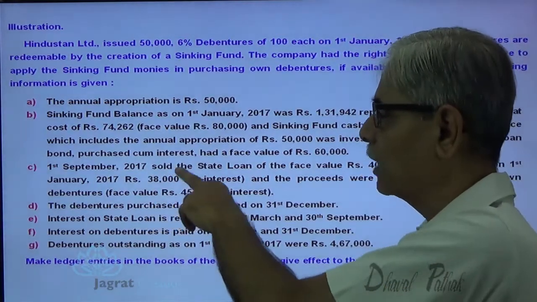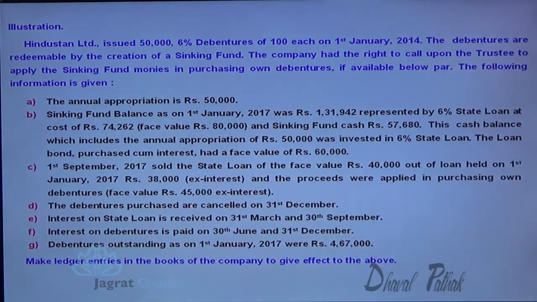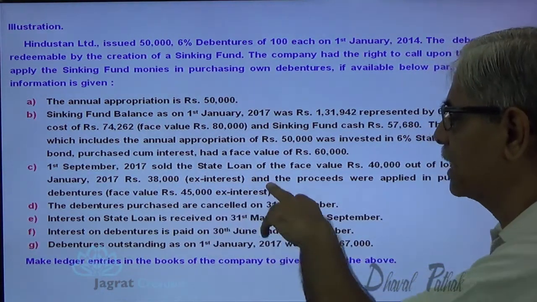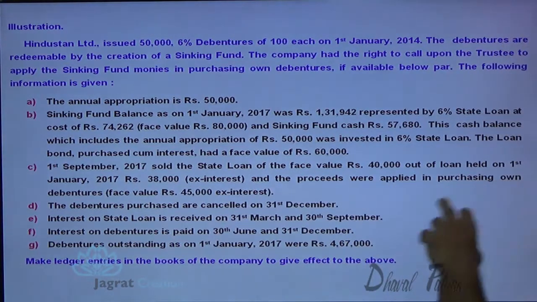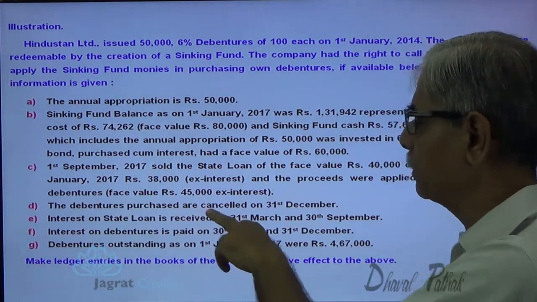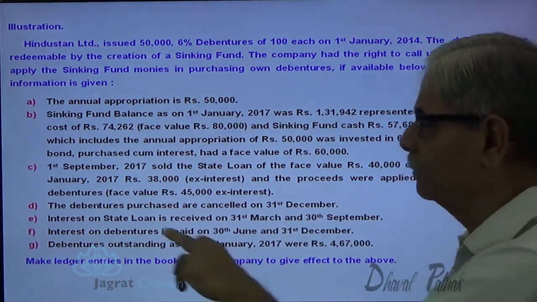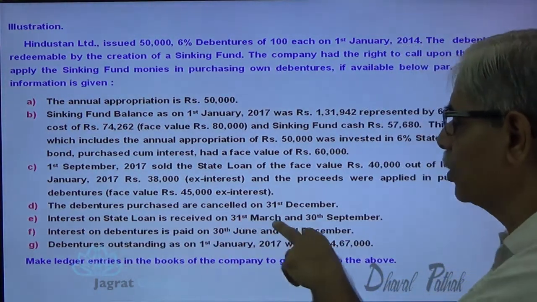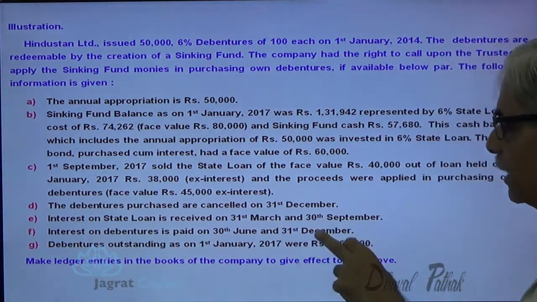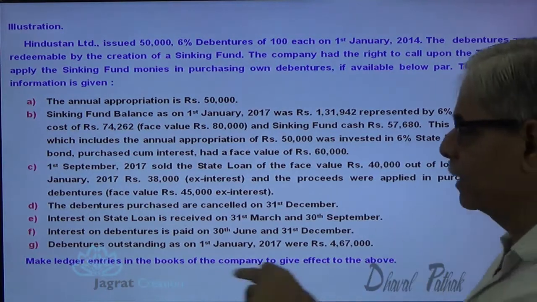1st of September 2017 sold the state loan of a face value of 40,000 out of the loan held, at 38,000 ex-interest, and proceeds were applied to purchase own debenture of a face value of 45,000 ex-interest. The debentures purchased are cancelled on 31st of December. Interest on state loan is receivable on 31st of March and 30th September. Interest on debenture is payable on 30th June and 31st of December.